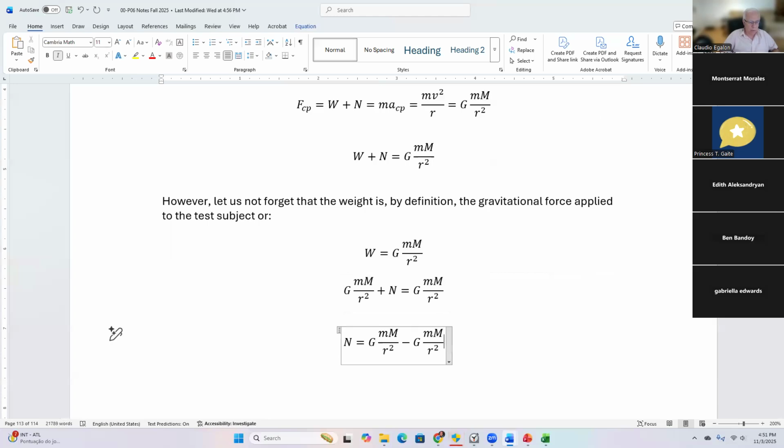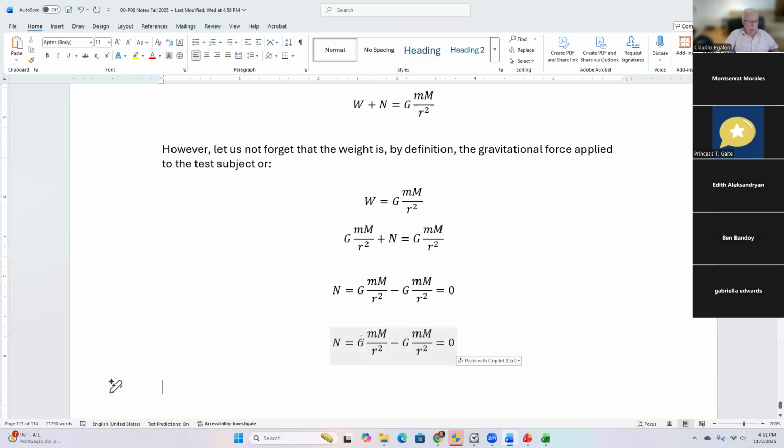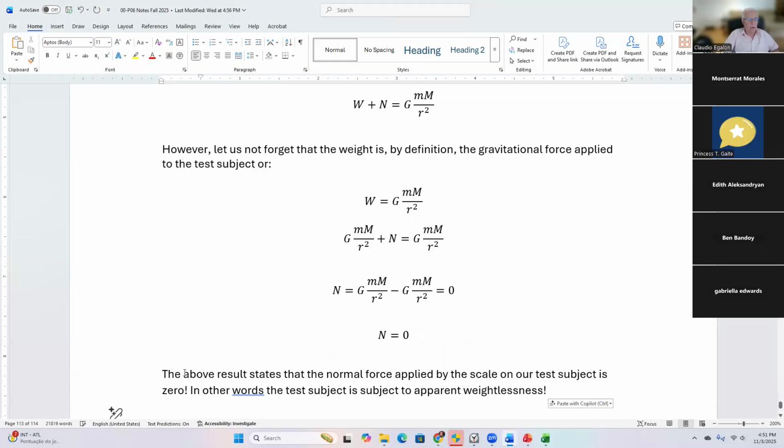Don't forget, the weight by definition is the gravitational force. So someone that is orbiting the Earth will feel weightless. And by the way, we can come up with another type of problem that I like to discuss with my students as well. Okay.